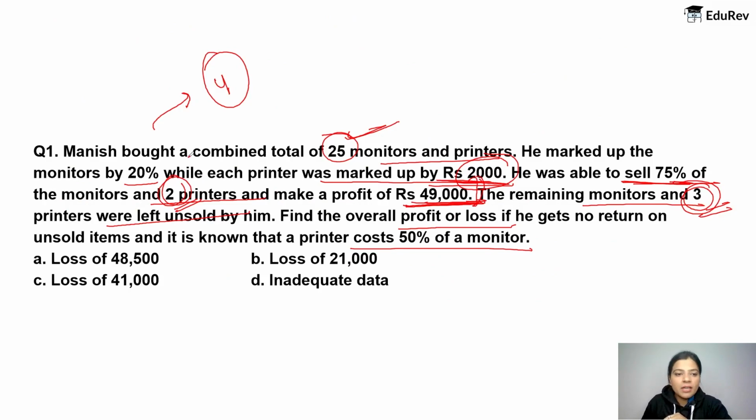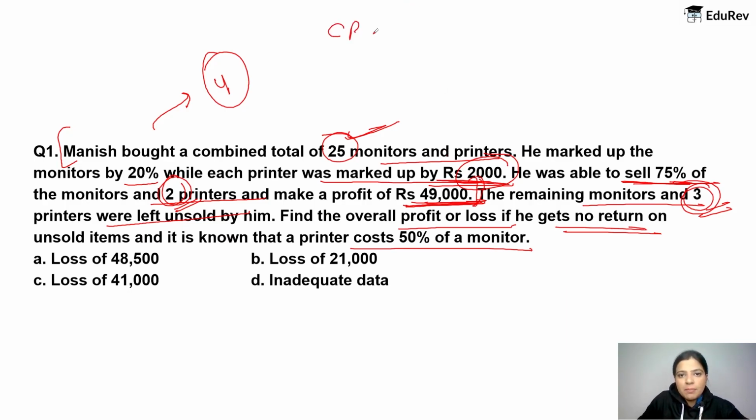So till here we have understood the question very well, and also we have comprehended everything into math. Also, there's an important instruction that the printers and monitors that were unsold, he got no return on them. So it means they went into his dead stock. Also, it is known that printer costs 50% of the monitor.